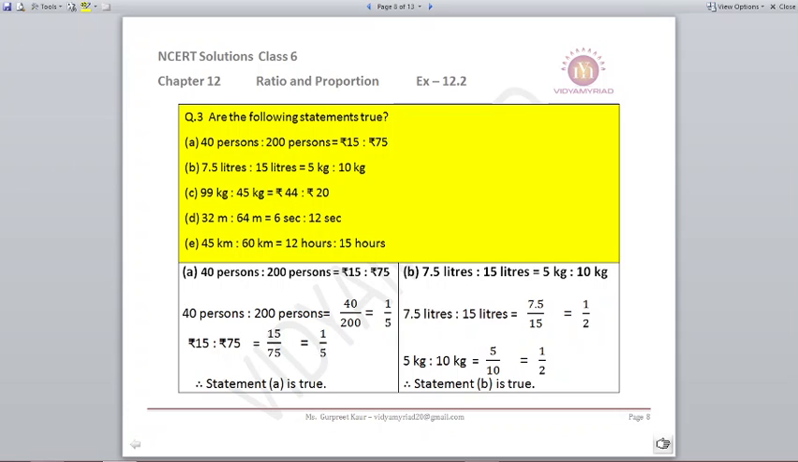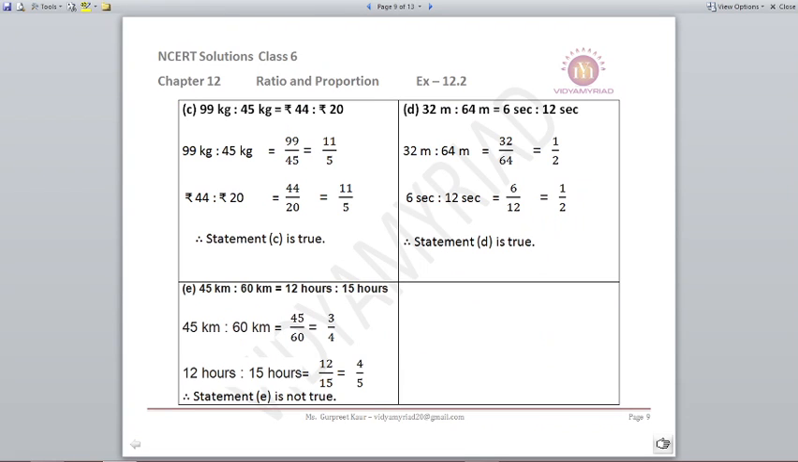B part. 7.5 liters is to 15 liters, and 5 kgs is to 10 kgs. Let's find the ratio of 7.5 to 15. It comes to 1 upon 2. In the same way 5 kg to 10 kgs is again 1 upon 2. Both the ratios are the same, so it is a true statement. Next, 99 kg is to 45 kg. The ratio comes to 11 is to 5. 44 is to 20, the ratio comes to 11 is to 5. The ratio is the same, so it is a true statement.